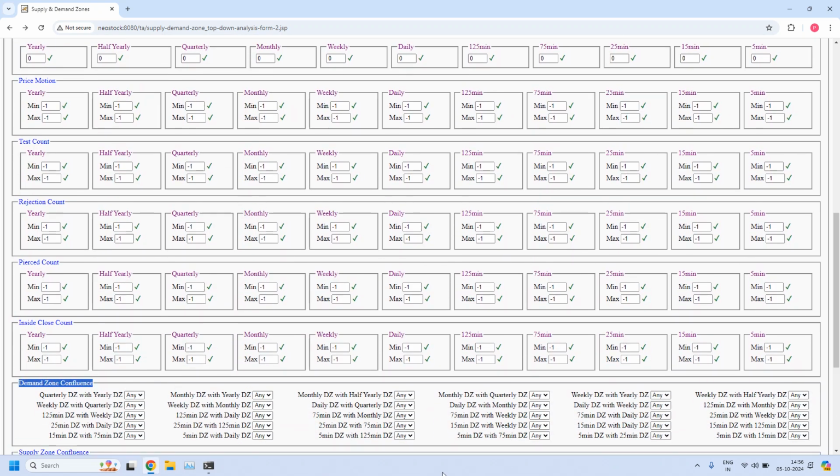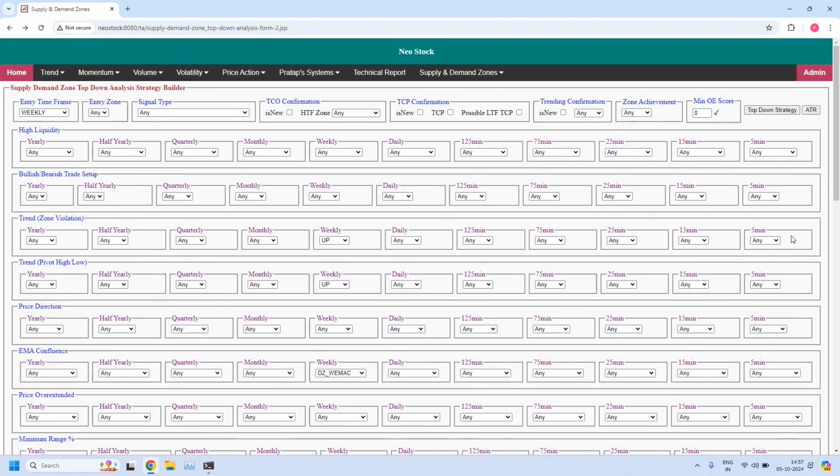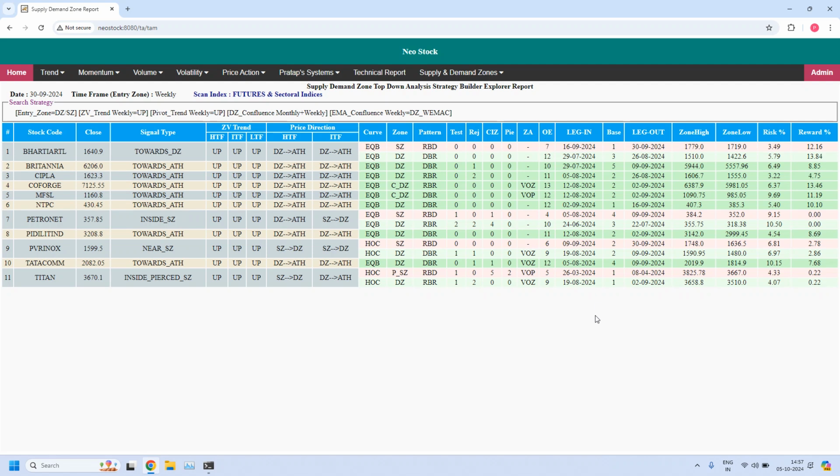In the demand zone confluence, I enabled weekly demand zone with monthly demand zone confluence, with the weekly trend uptrend and weekly EMA confluence. We got 11 stocks. This is the additional filter to reduce the list. What is the advantage if they are part of monthly, you may ask? If the weekly zone is part of a monthly zone confluence, probably the order flow will be much stronger.